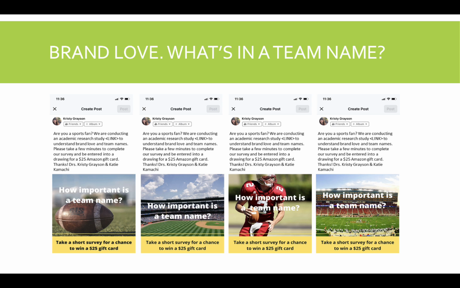You love them or you hate them. So there's some variables that are already a part of that construct. So I'm taking the construct of brand love and looking at, well, if I love the brand a lot, what does brand love look like in terms of a sporting team name? So I did some consumer research.